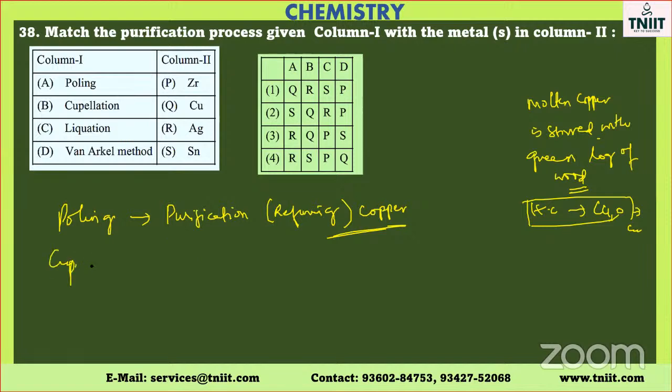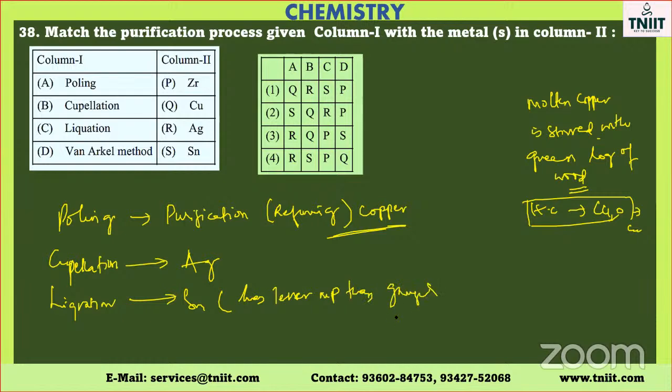Next, cupellation. Cupellation is a process of purifying silver. Silver is purified by a process called cupellation. Liquation. Liquation is used to purify tin because tin has a lesser melting point than the impurity or the gangue. Since the metal has a lesser melting point than the impurity, it can be purified by a process called liquation.